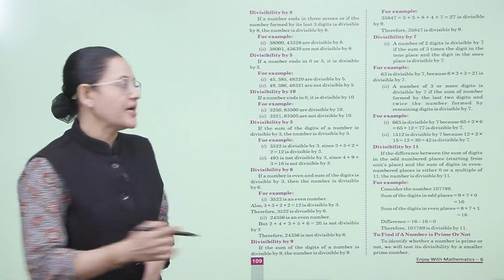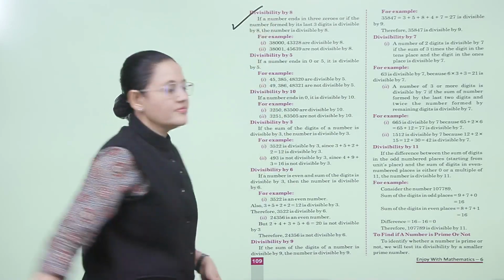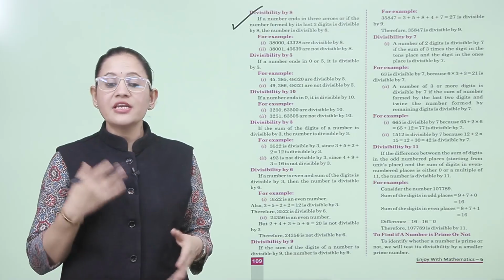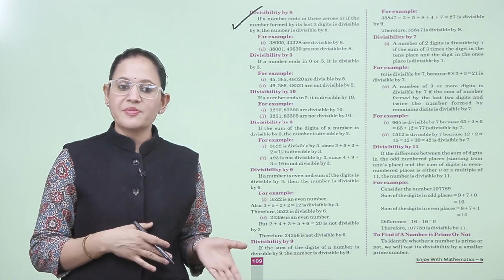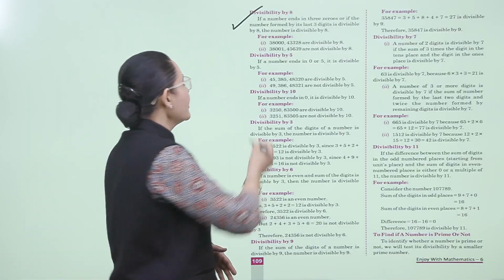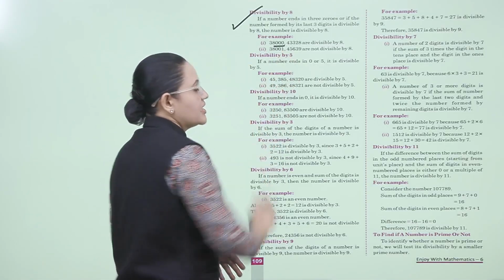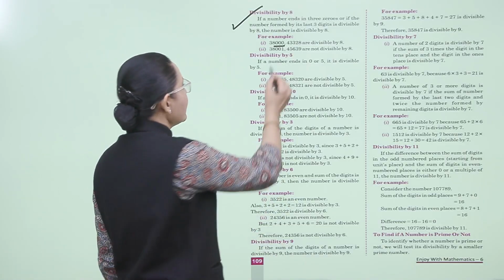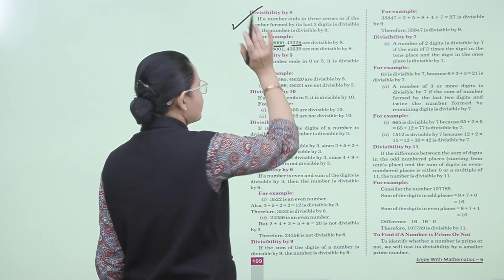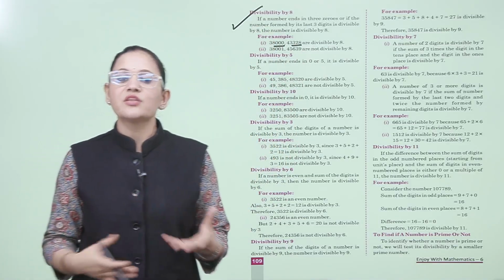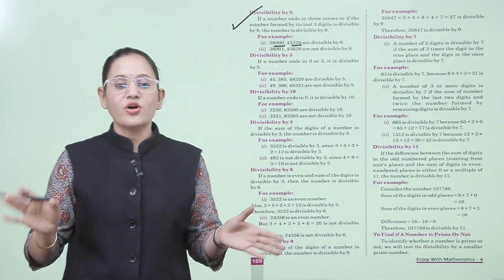Next is divisibility by 8. If a number ends in 3 zeros, or if the number formed by the last 3 digits is divisible by 8, then the given number is divisible by 8. For example, here 38,000 has 3 zeros, which means it is divisible by 8. Here the last 3 digits, 328, are divisible by 8, which means the given number is divisible by 8. Clear? So, this way we can check whether the given number is divisible by 8 or not.